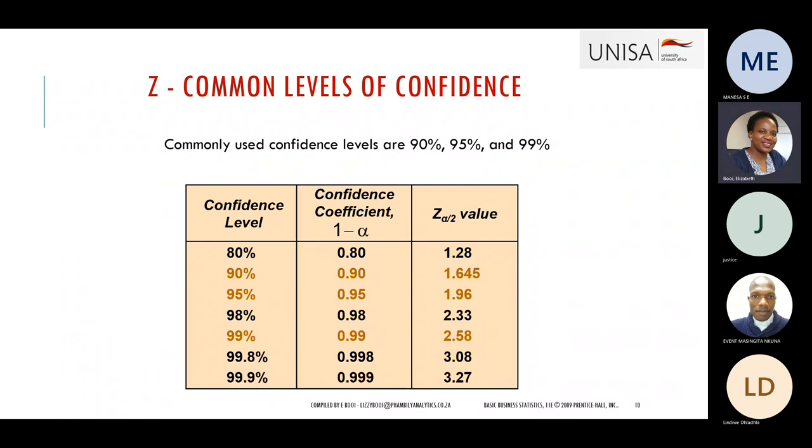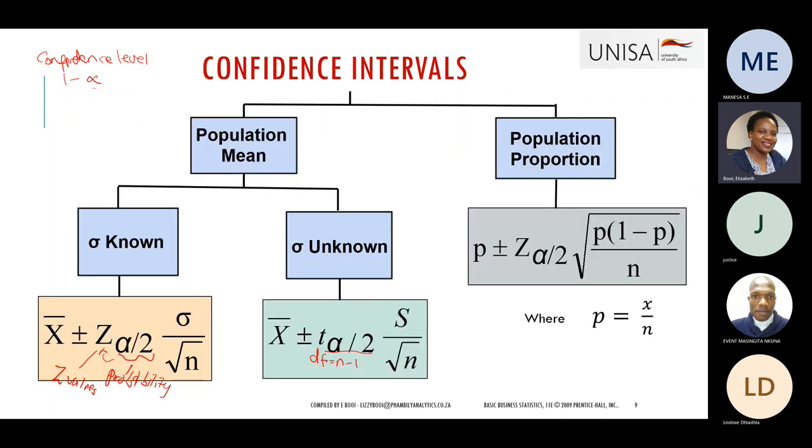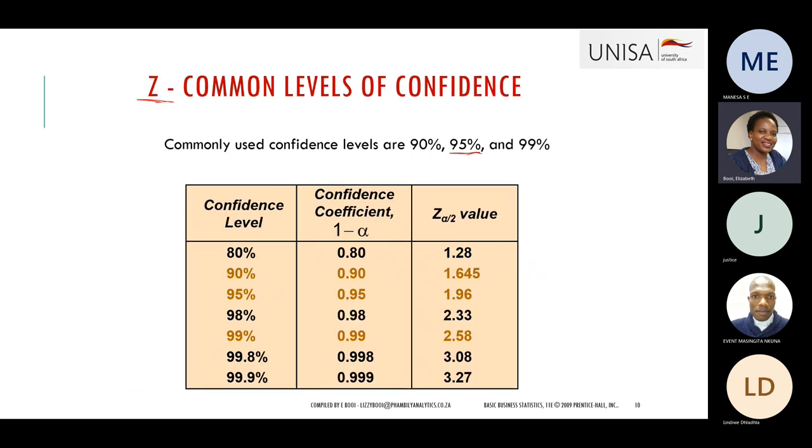So how do we find the Z critical value? In the question, they will ask you, for a 95% confidence interval, construct this confidence interval. So let's start with 95%, which is the most common one. Remember I told you that the confidence level is 1 minus alpha. Therefore, 0.95, because we're talking about a 95% confidence level, is equal to 1 minus alpha.